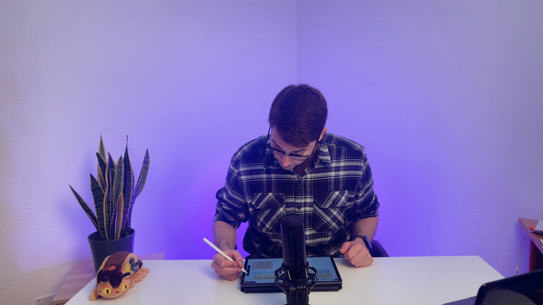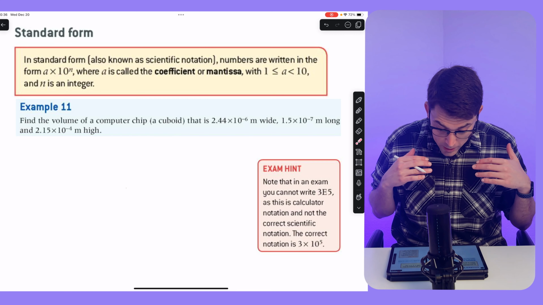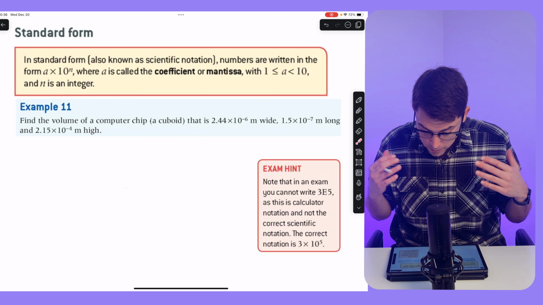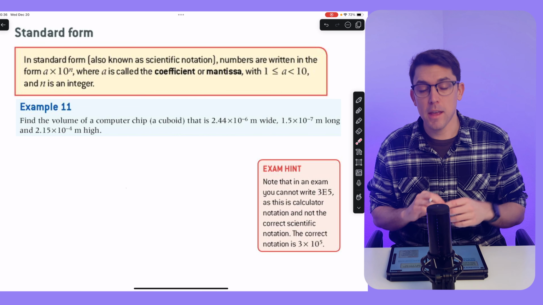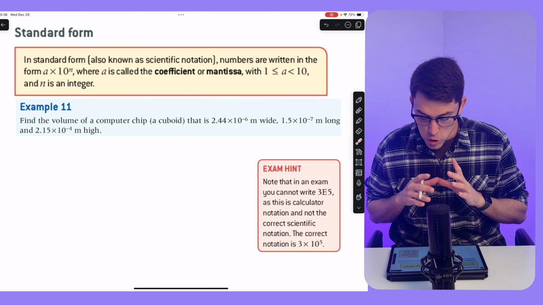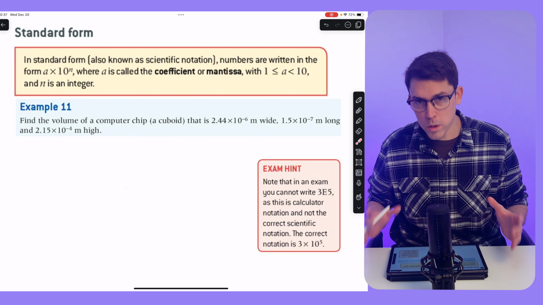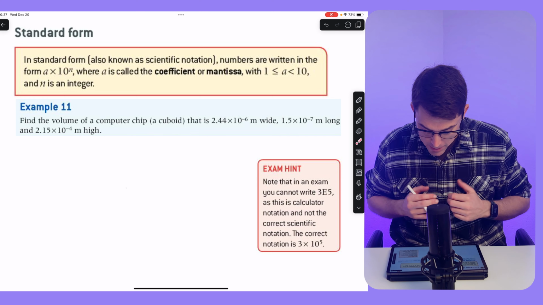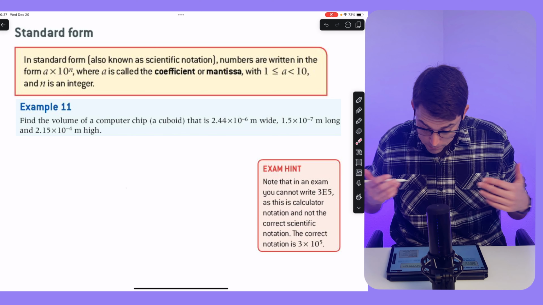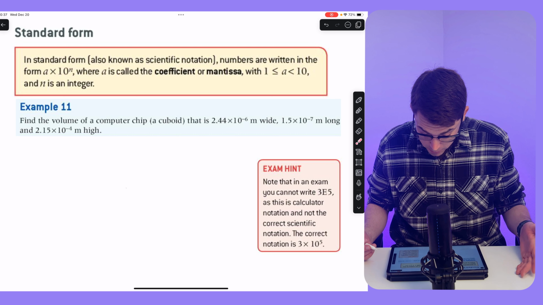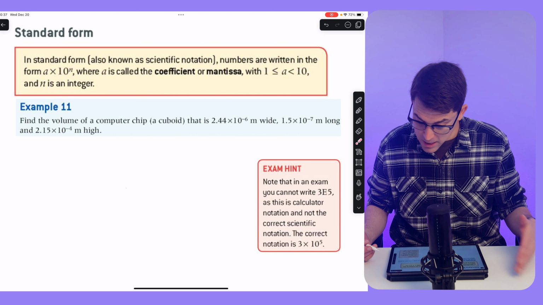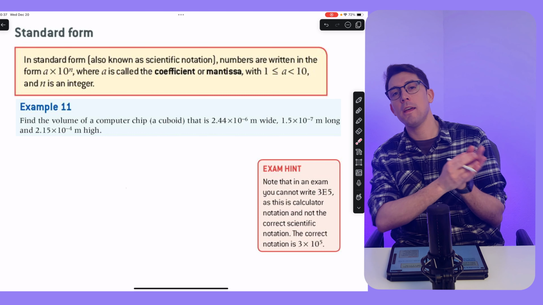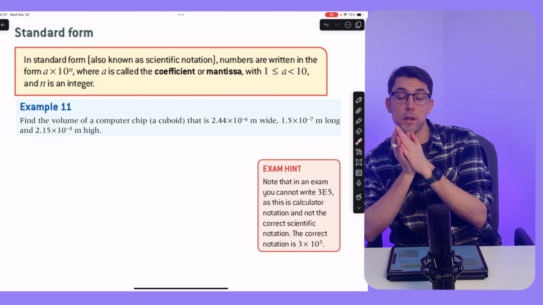Now, standard form is also called scientific notation, depending on your textbook or curriculum. We use the base of 10 with an exponent and then have a number out there in front to basically write out really long numbers in a nice, compact and shortened method. When we are talking about these terms, A is typically called the coefficient, and A has to be between 1, including 1, and 10, not including 10.